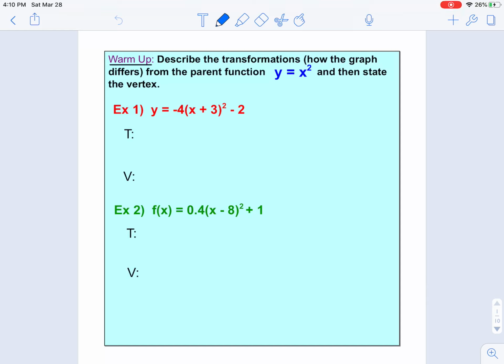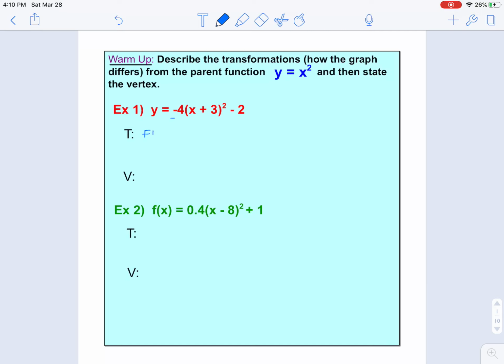Hello everybody, welcome back. All right, today we are going to be talking about graphing in vertex form. And we did some of this yesterday, or previewed it a little bit when we were talking about how graphs can get wider or get narrower. So, warming up for what we did yesterday, let's talk about what are the transformations and what is our vertex.